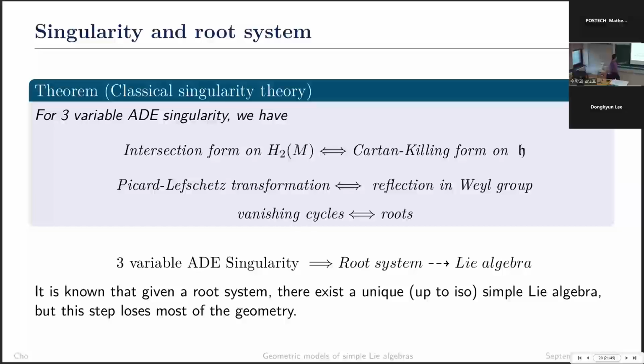So this says that if you have a three-variable ADE singularity, this intersection form, Picard-Lefschetz transformation, and vanishing cycles define the root system. And from the root system, it's known that there's a unique simple Lie algebra. But this step loses geometry, and this system itself is not very geometric. It's hard to visualize all these vanishing cycles.